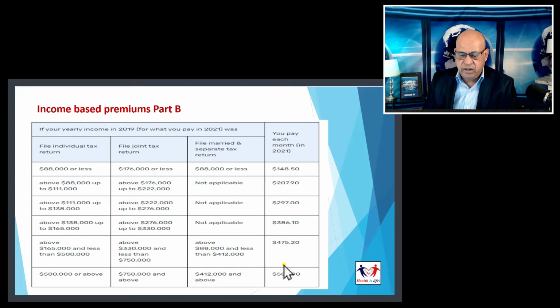So that's something you need to keep in mind, because that money is going to be taken out of your Social Security. So you don't have too much choice. You don't have a choice.